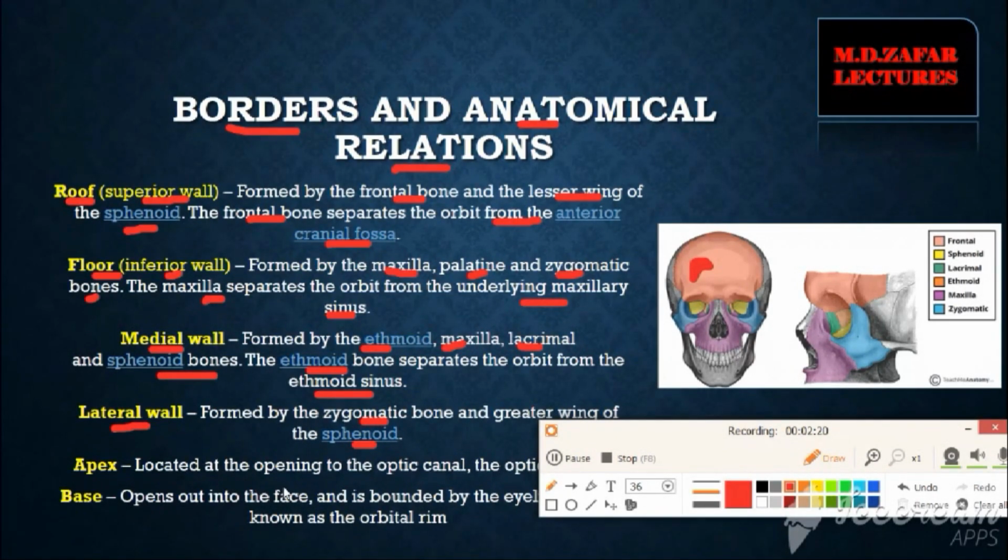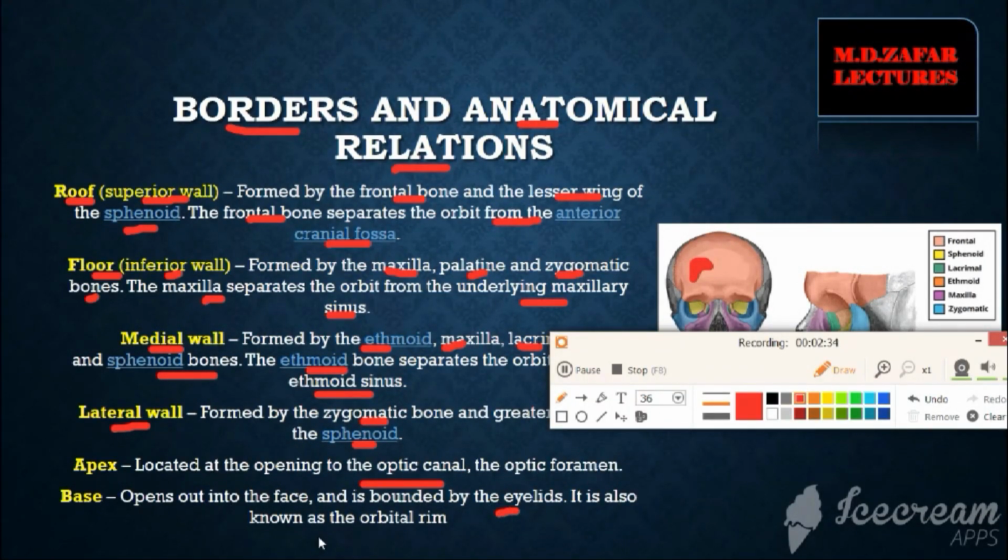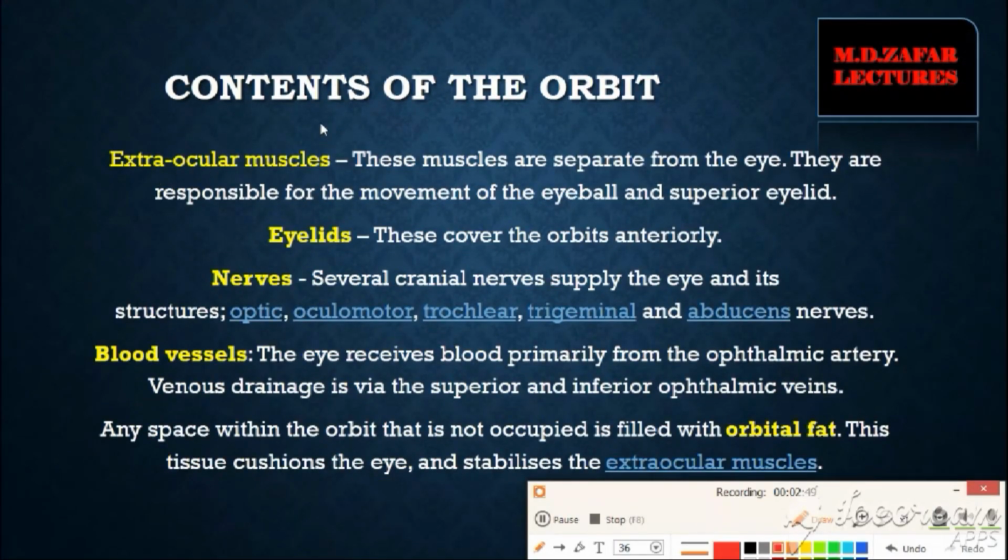Talking about the apex, apex is formed by the opening of the optic canal, and the base opens into the face, is bounded by the eyelids, and it is known as the orbital rim. Now further talking about the contents which are present within the orbit, and they include extraocular muscles. These muscles are separate from the eye.